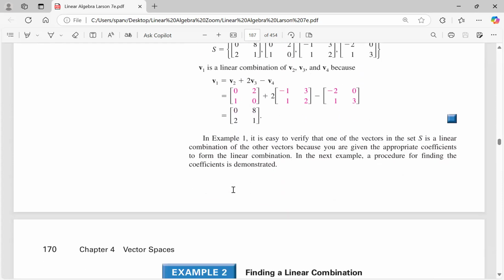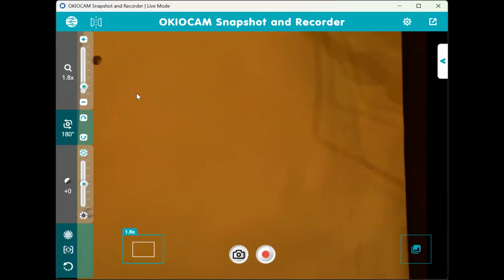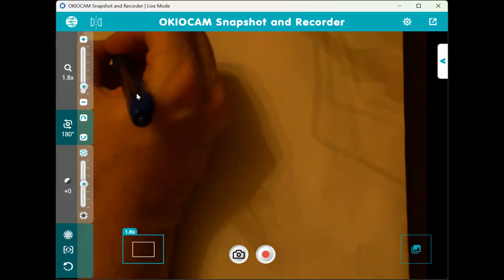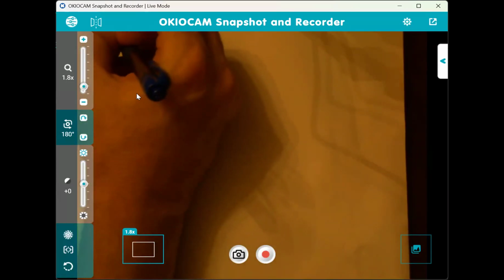Okay. So that's what the linear combination means. Now, let me switch and actually show you my own example here. Okay, so in this example, we are in section 4.4.